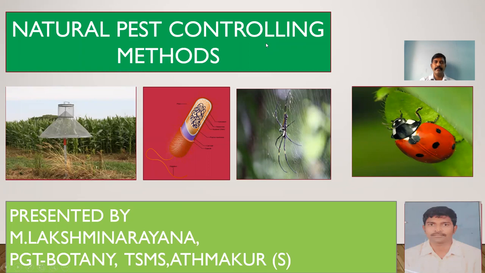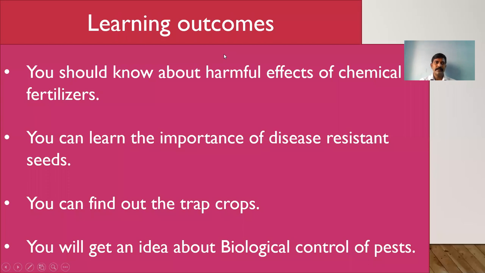Our lesson name is improving agricultural products, challenges in improving agricultural products. In that lesson, our topic is natural pest controlling methods. Today's lesson learning outcomes: with this lesson, we should know about the harmful effects of chemical fertilizers, and next, you can learn the importance of disease resistant seeds.